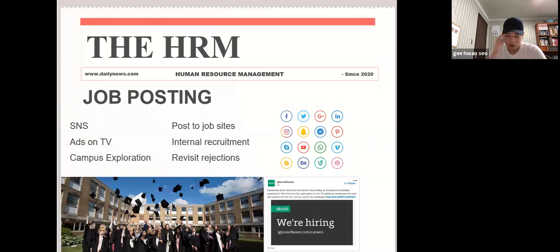Social network service and TV ads and post to job sites are basically what they say. Campus exploration is exploring campus to find students who are interested in joining the company. Internal recruitment is recruiting employees who are already in the company. This way is very effective since the employees already know the system of the company. Revisiting rejections is to reach out to the ones who got rejected from a company. This way is very effective since the applicants were already interested in the company.